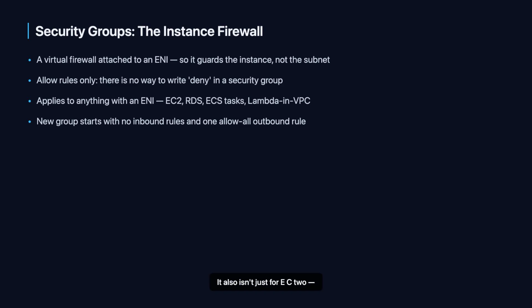It also isn't just for EC2. Anything with a network interface gets one, so that's RDS databases, ECS tasks, even a Lambda function running inside your VPC. And when you create a fresh one, it starts with no inbound rules at all, which means nothing gets in, plus a single default rule that allows all outbound.